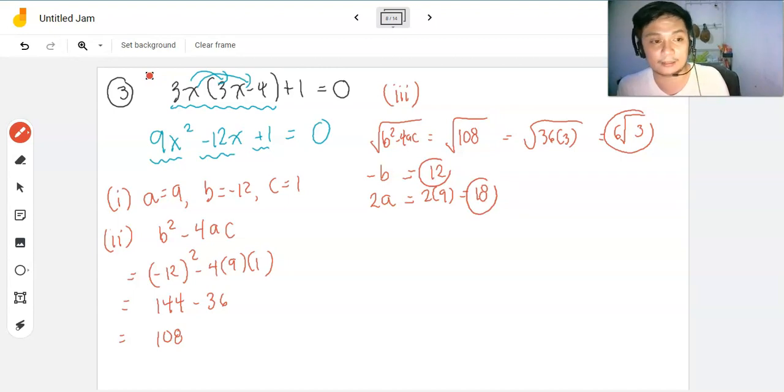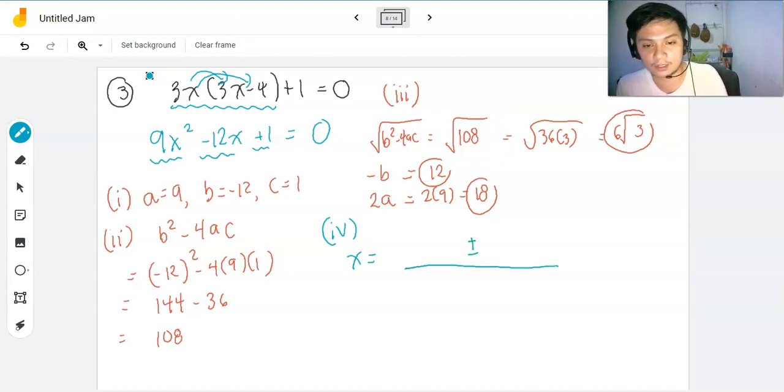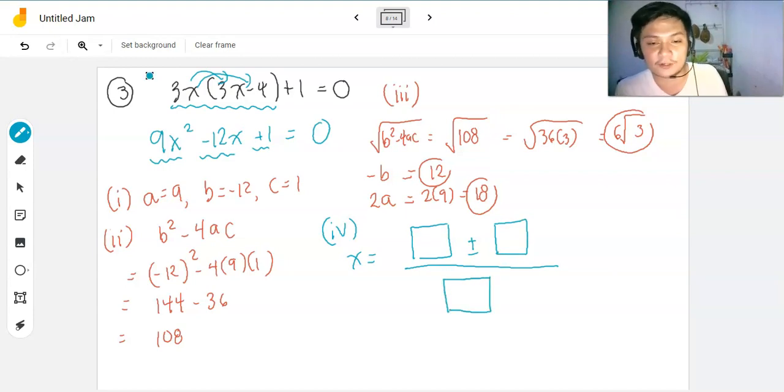Magpa-plug in na lang na tayo. Ibahin ko yung kulay. So, we have x equals, again, mahabang fraction bar, plus or minus sign, tapos in, before and after, ano yung mga numbers dyan. Tapos, sa baba din. So, what will we put here sa first box? Yung value ng negative b. So, 12 yan. Plus or minus, yung square root ng discriminant, which is simplified as 6 square root of 3. At sa baba ay yung value ng 2a, which is 18.